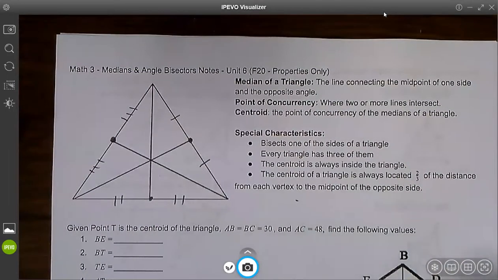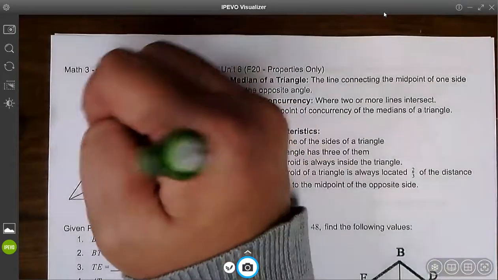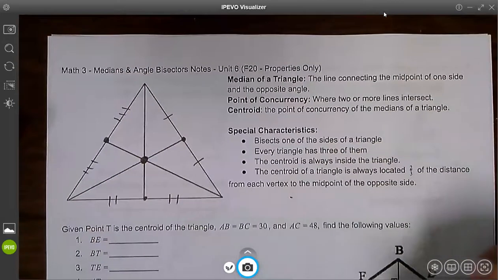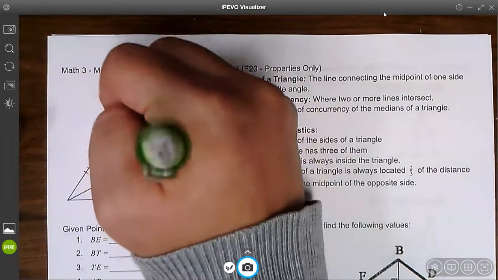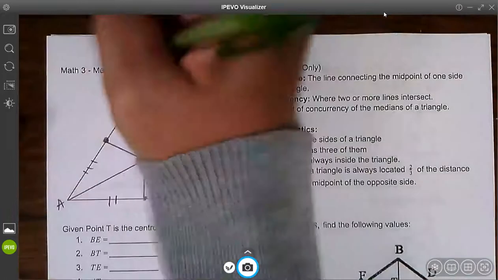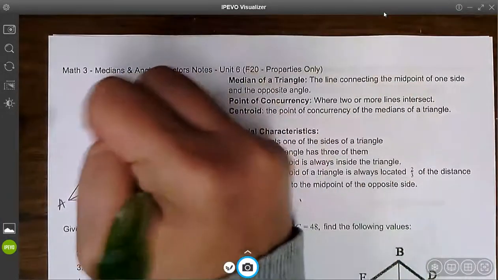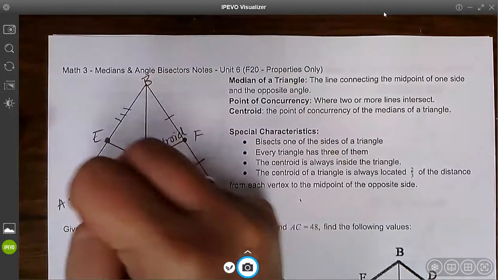The point of concurrency is where two or more lines intersect. It's the point where they intersect. So these all intersect at this point. The point of concurrency of the medians is called the centroid. So I'm going to label some of these points on this triangle, A, B, C. I'm going to call the centroid point D, and these midpoints E, F, and G.